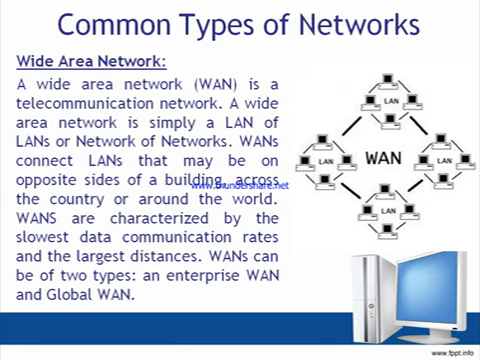Wide area network. A wide area network is a telecommunication network. A wide area network is simply a LAN of LANs or a network of networks. WANs connect LANs that may be on opposite sides of a building, across the country or around the world. WANs are characterized by the slowest data communication rates and the largest distance. WANs can be of two types, an enterprise WAN and global WAN.